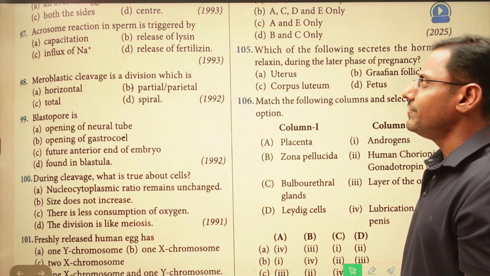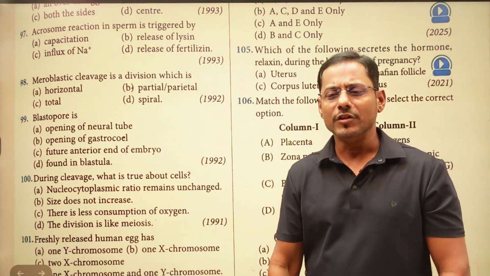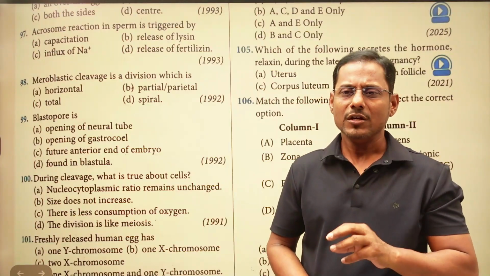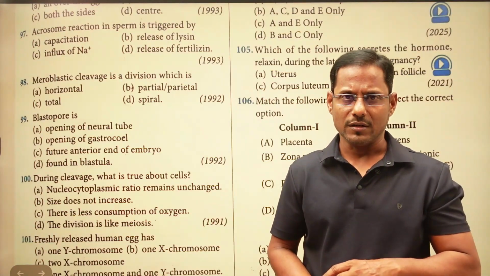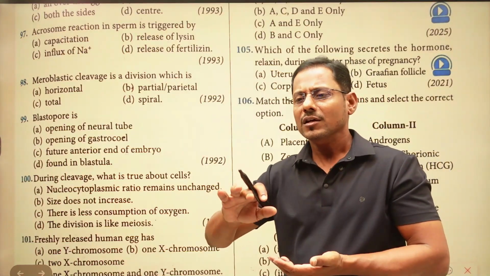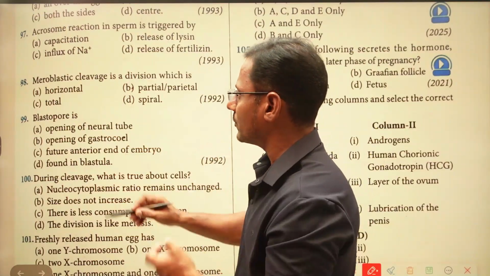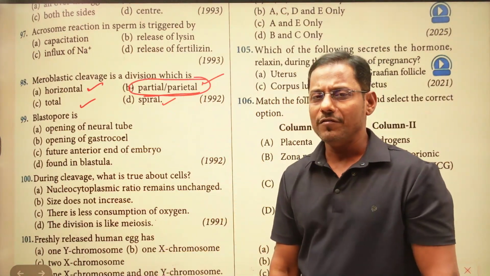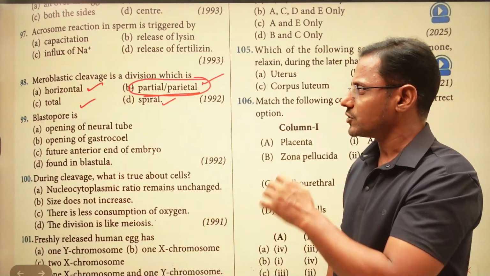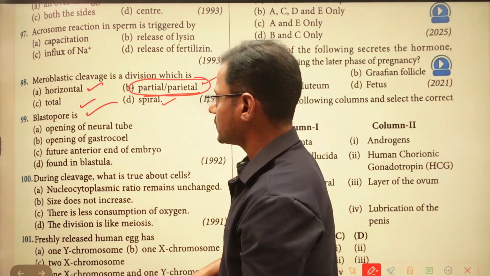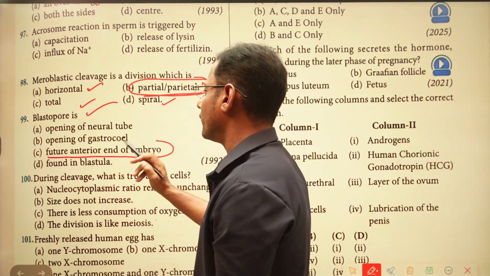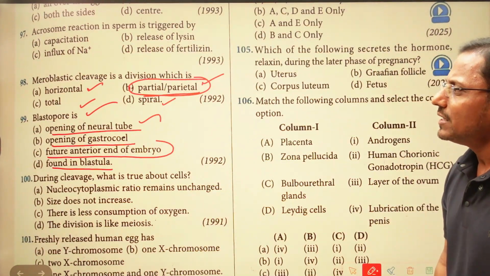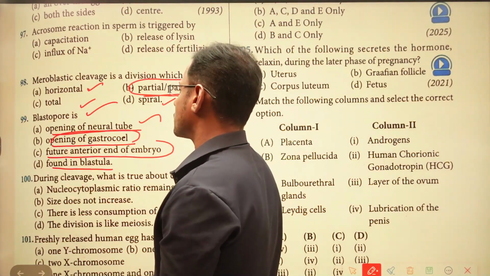And meroblastic cleavage is a division which, as I already said, generally if the yolk is distributed in the egg, this particular cleavage process is restricted to one area. It is confined to the area where the yolk is not present. Because the cleavage process is restricted to a particular portion of the zygote, the partial cleavage of a zygote is known as meroblastic cleavage. So horizontal, total, spiral, partial or parietal, this is the right answer. And blastopore is the opening of the gastrocele, nothing but blastopore, right?